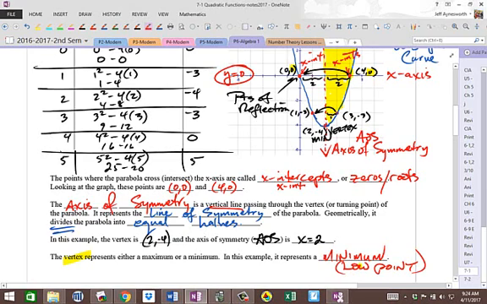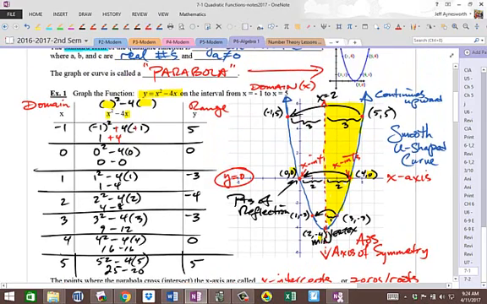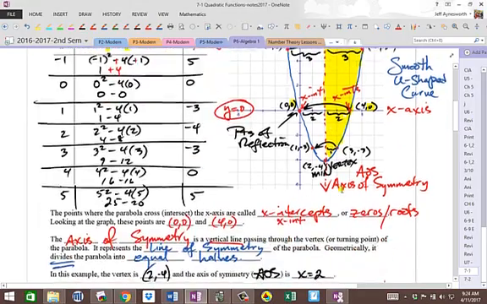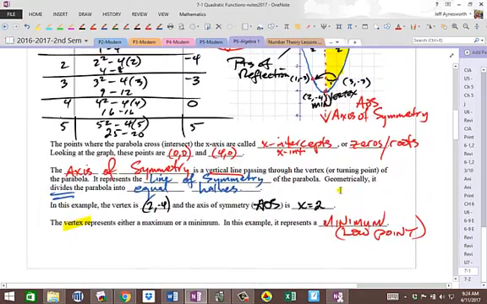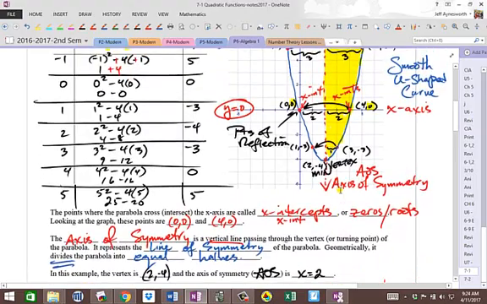Okay, so think of it as like a valley. This kind of looks like a valley, and valleys have low points. If it opens downward, well, guess what? It kind of looks like a mountain or a hill. They have high points called maximums. So it changes depending on the parabola.